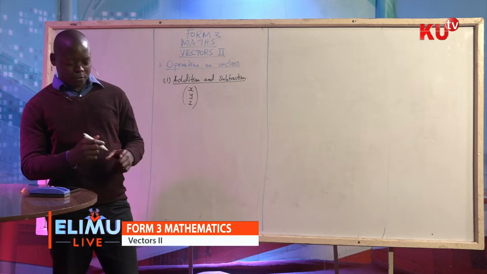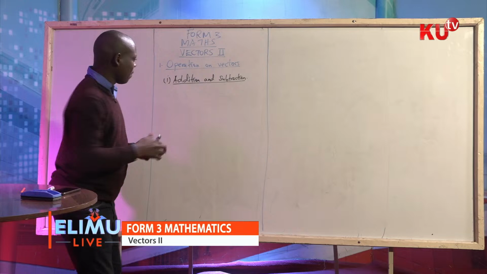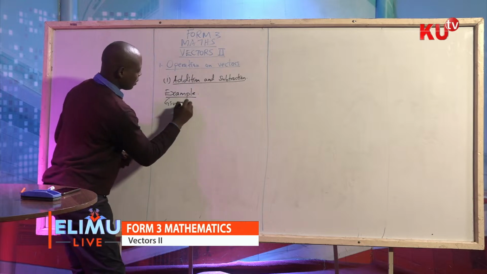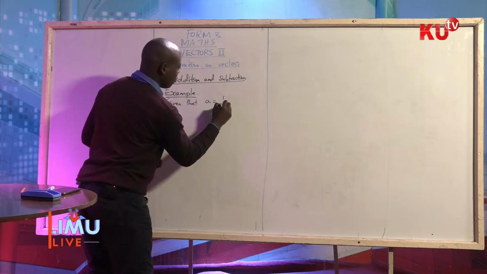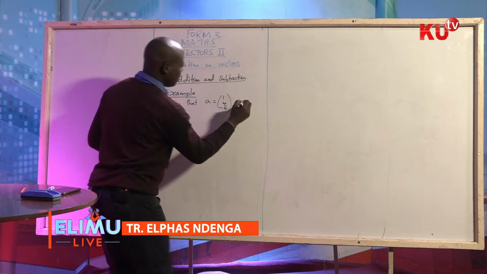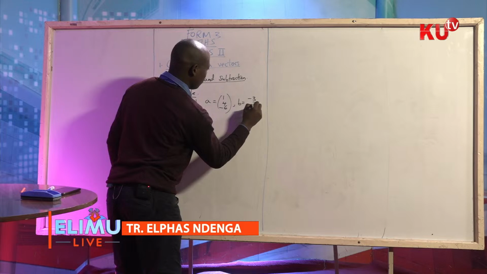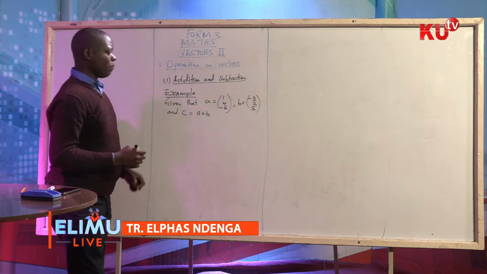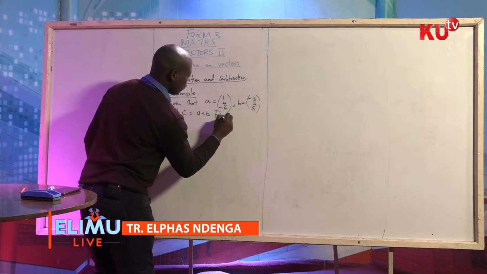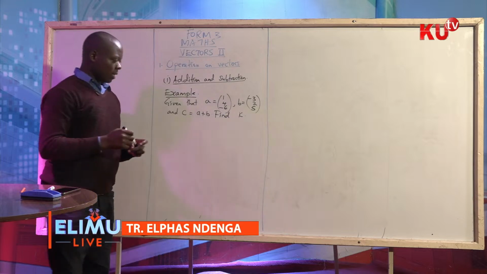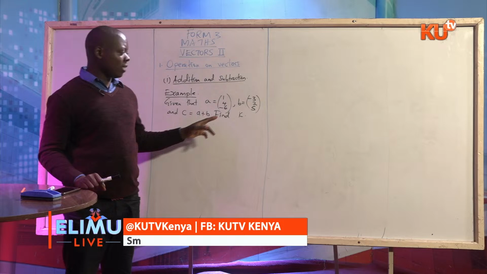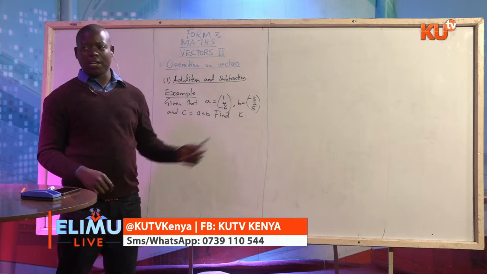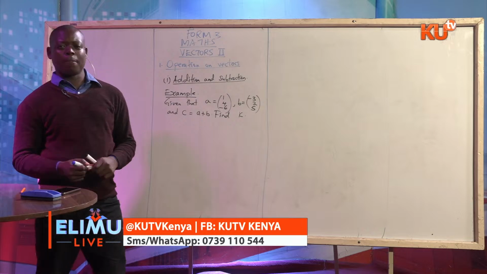For instance, for this example on the board, given that vector A is 1, 4, negative 6, B is negative 3, 2, 5, and C is the vector A plus B, you are told to find C. C is the sum of A and B. So how will we work it out, students?